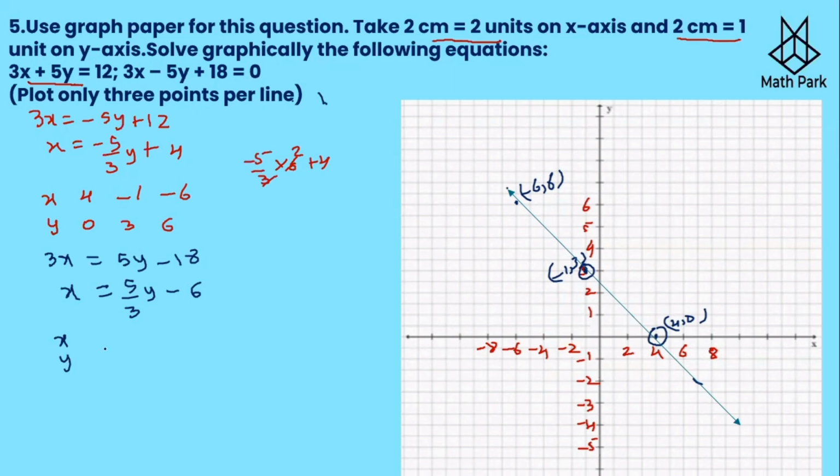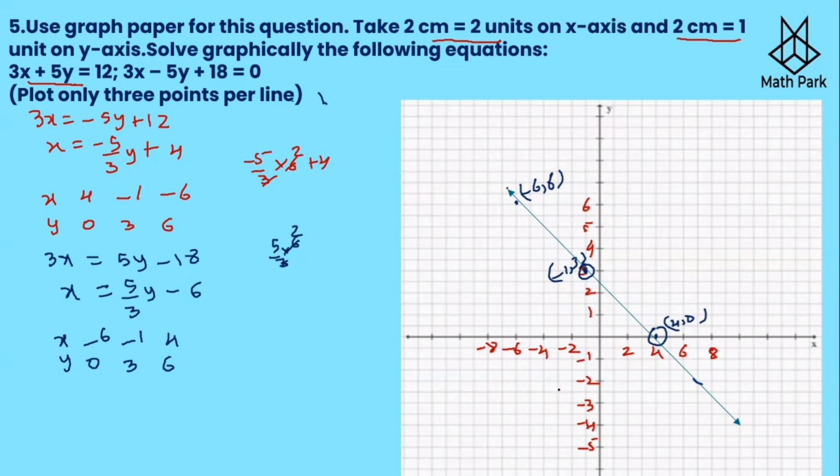X and y, if y is 0, you get the value of x as -6. If you take y as 3, 3, 3 get cancelled. 5 minus 6, you get this as -1. If you put the value of y as 6, 3 twos are 6. So you get 5 upon 3, and here this is 6. And this is 3 twos are 6. That is how you get 5 times 2 is 10. 10 minus 6 is 4. So positive 4. As soon as we get this, let us plot these points.